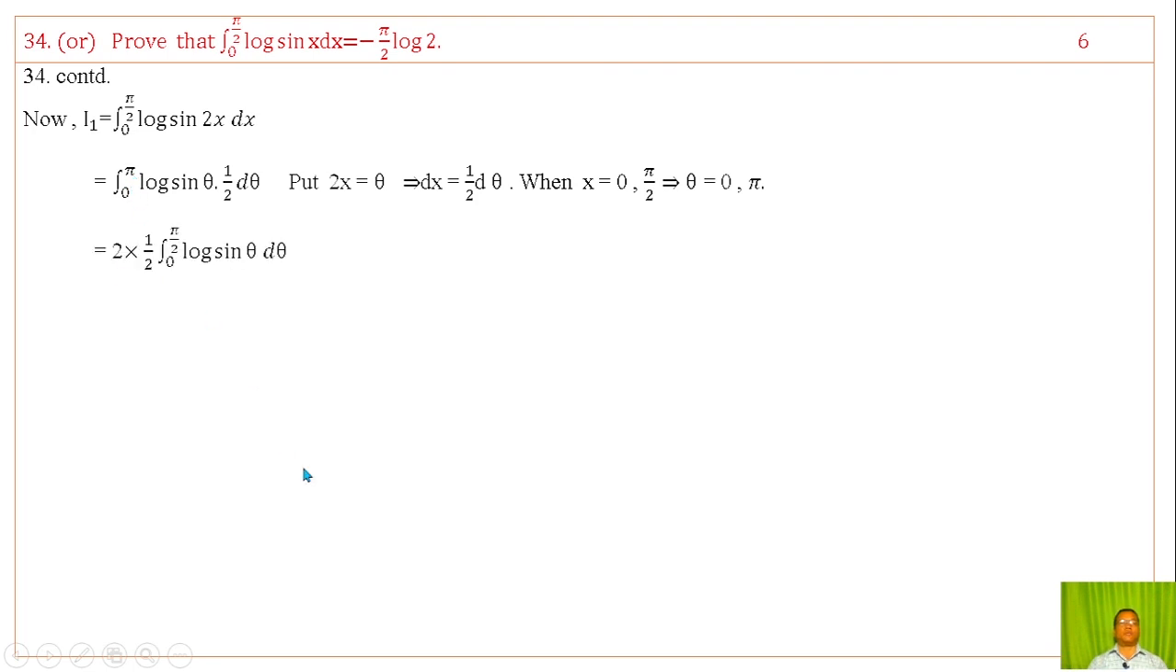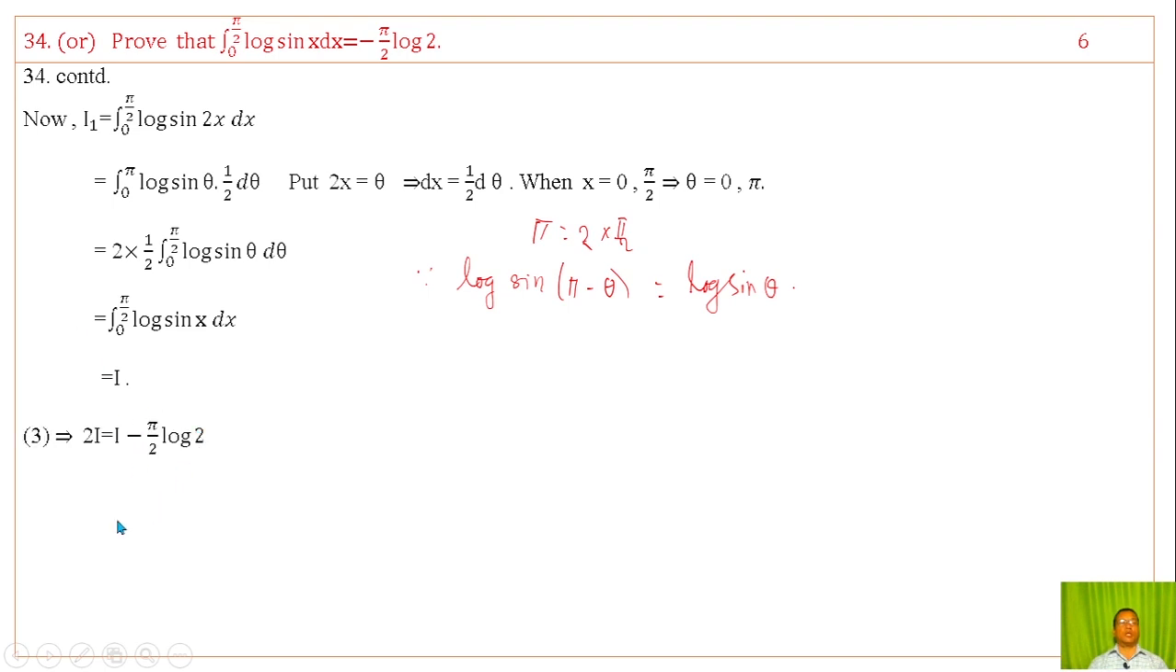Then 2 times of pi by 2, and then log of sine of pi minus theta is equal to log of sine theta. Then the half of 2 we have this, pi by 2 log sin theta dx, which is equal to I.